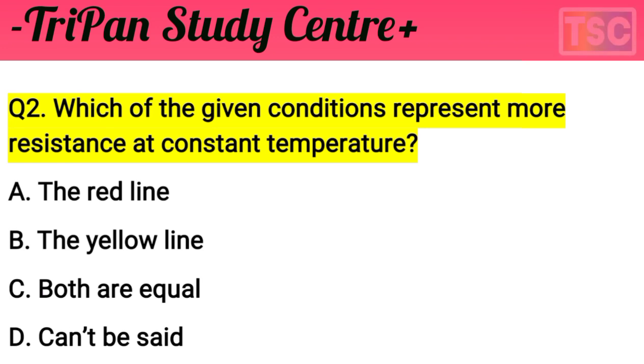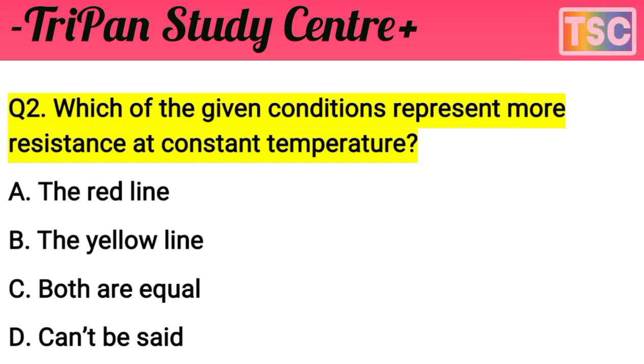I give you a few seconds. You must think of your answer. Let's see the answer. The question is clear: which of the given conditions represents more resistance at a constant temperature? The first option is the red line. B is the yellow line. C, both are equal. D, cannot be said.